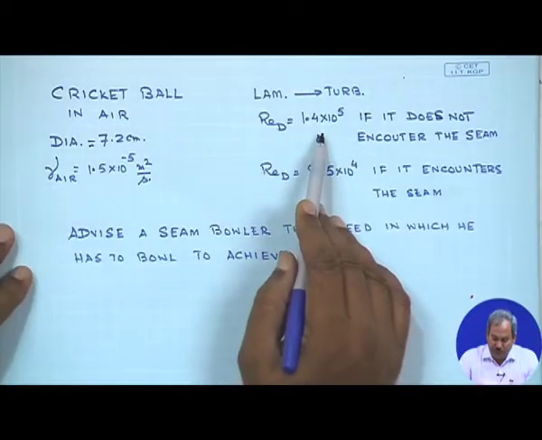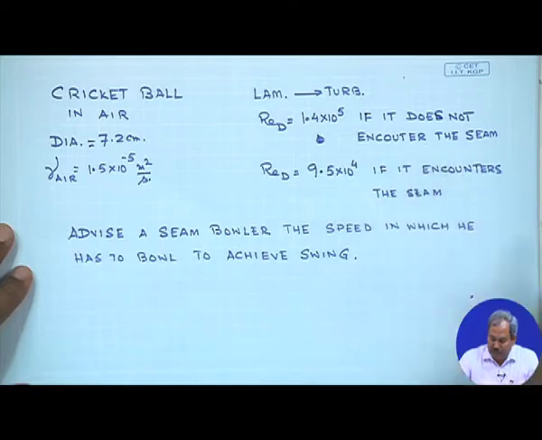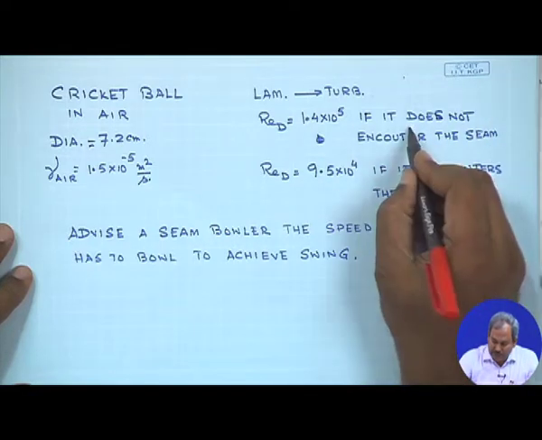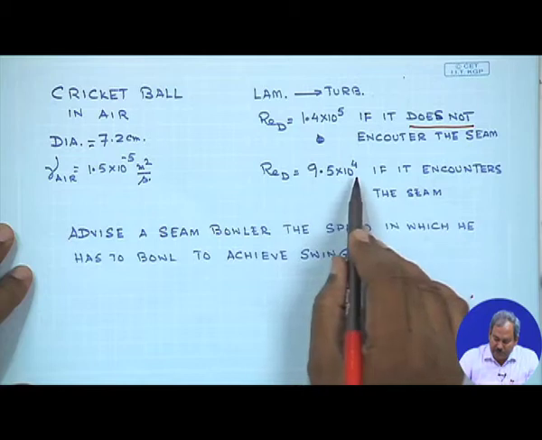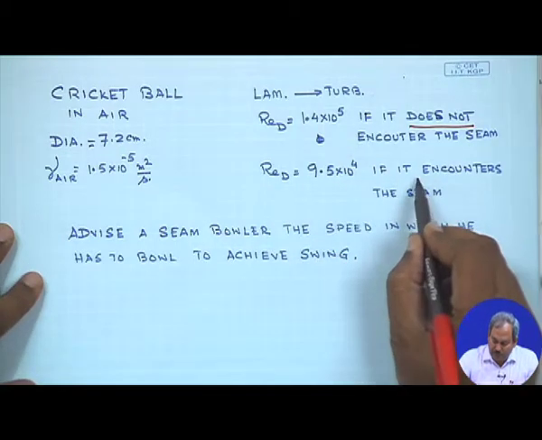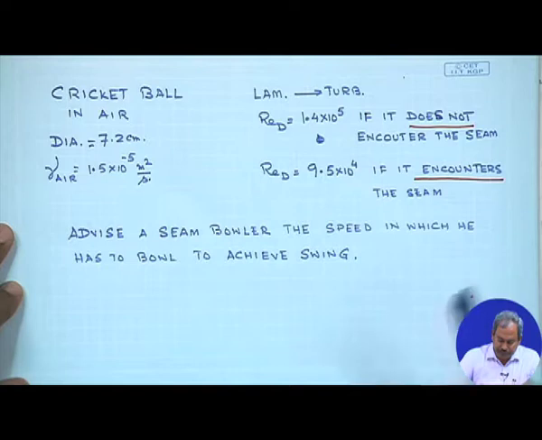Let us see if we can convert that and the experimental observations into the range of velocities in which the bowler has to bowl using the seam and achieve swing. So, what is the information that we have? What we have is Reynolds number to be 1.4 into 10 to the power 5 if it does not encounter the seam, and Reynolds number 9.5 into 10 to the power 4 if it encounters the seam.